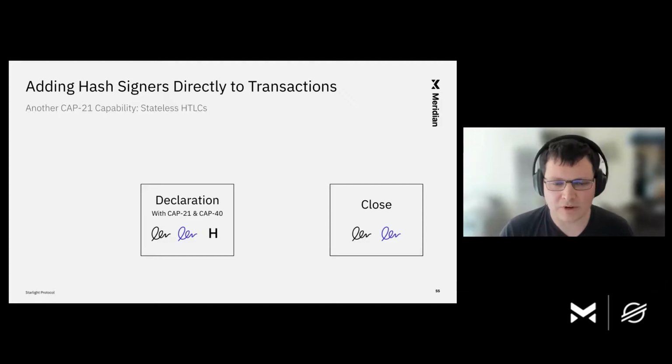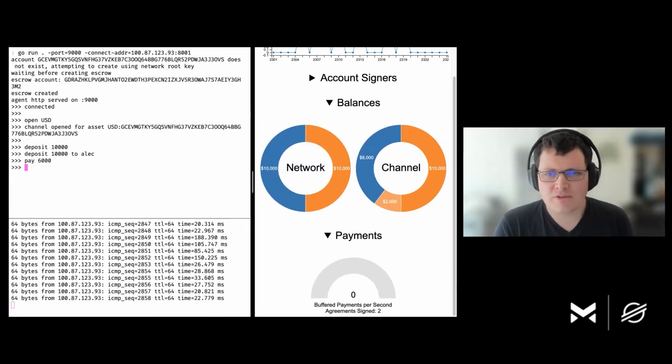So let's jump back to our demo. We did some one-off payments and we're able to see what effect they had on the balance. Let's generate a large number of payments. I'm going to generate 1,000 payments. They'll be sent to Alec one at a time. Each payment will wait for the previous payment to complete before sending. Because we're doing these payments serially, the speed at which we do the payments will be limited by our network latency.